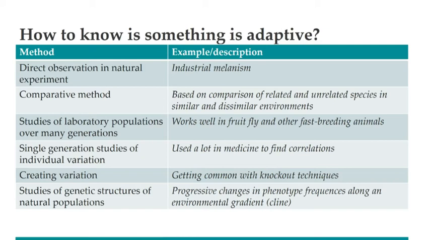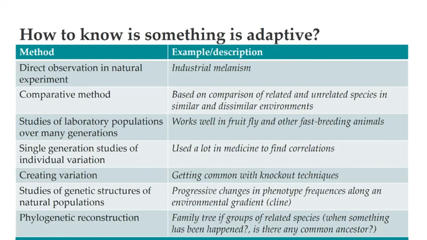Then, of course, we can study the genetic structure of natural populations. So to see whether there are any changes in the phenotype frequencies along the environmental gradient. And this is also something that is very new in comparative physiology, because it takes a lot of time. We need a lot of samples, we need a lot of locations, etc.